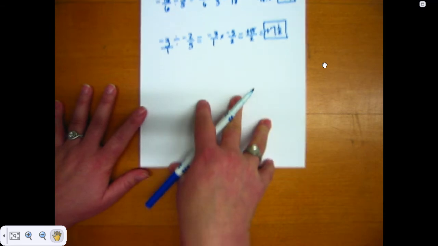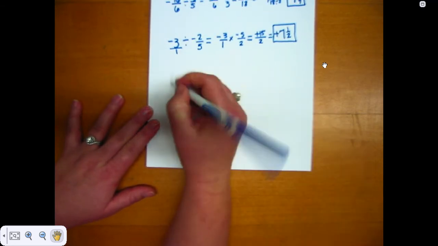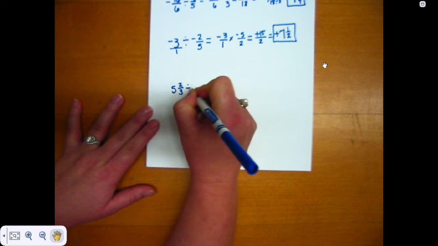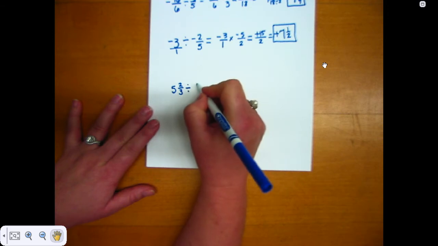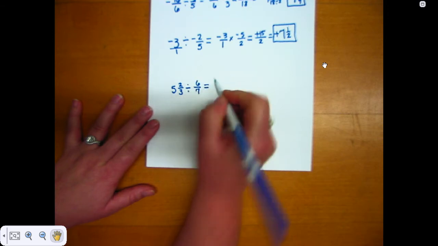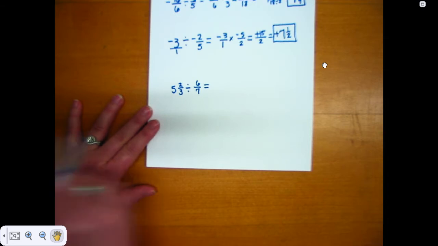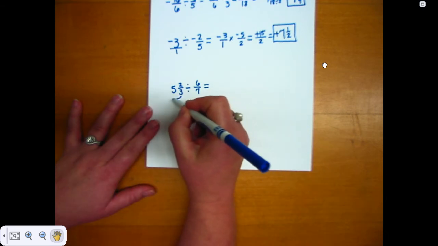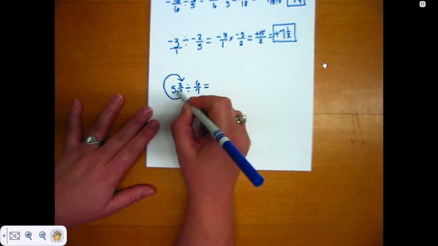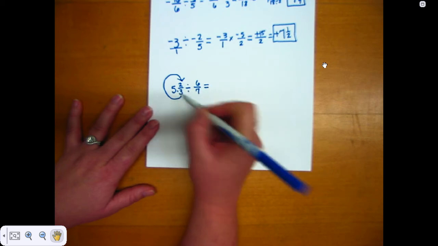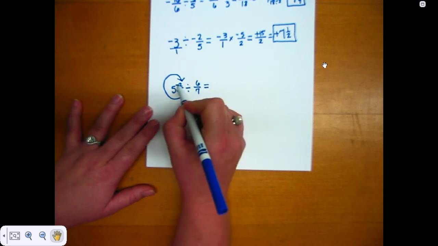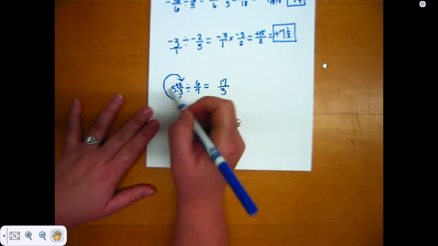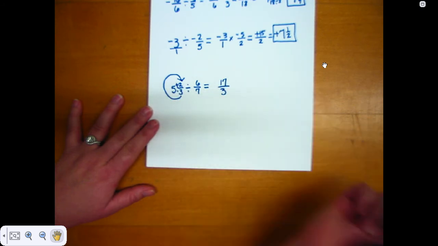Okay, let's try another one with mixed numbers again. Let's try 5 and 2/3 divided by 6/7. So the first thing I need to do is I see I have a mixed number. So I need to go ahead and convert that to an improper fraction. And I can do that by going around the world, which means I'm going to multiply the denominator times the whole number, and I'll get 15. And then I'm going to add 2, which is going to give me 17 over 3. And my number is positive, so it stays positive.